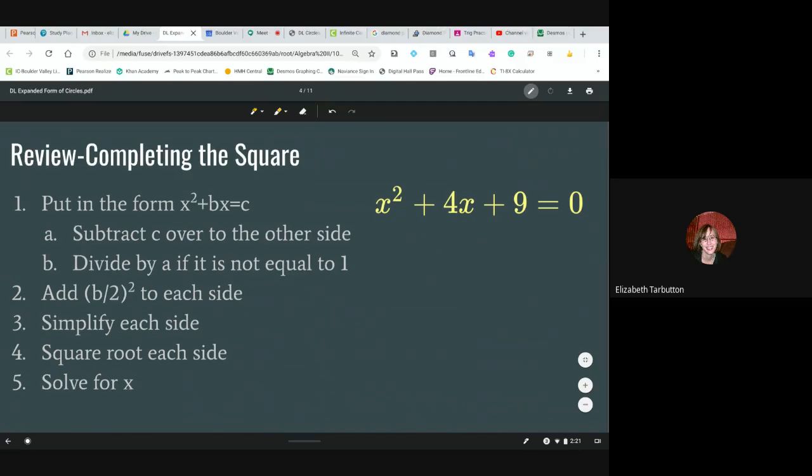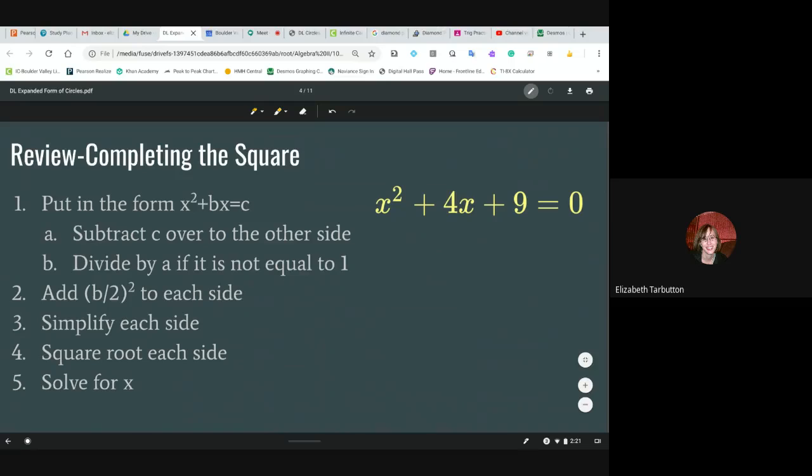We did this way back in our 4th unit, so October. So you might have a foldable in your notebook, if you have your notebook at home with you, on how to complete the square. I'm going to go through this problem with you. Step 1 is to put it in the form of x squared plus bx equals c. So that means that we want to have no coefficient on the x squared. So if we have an a there that's not 1, we have to divide everything by a, and we want to subtract the c to the other side.